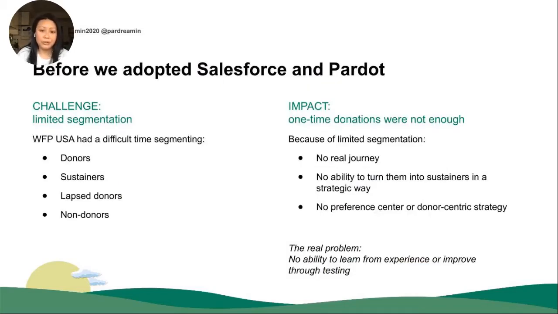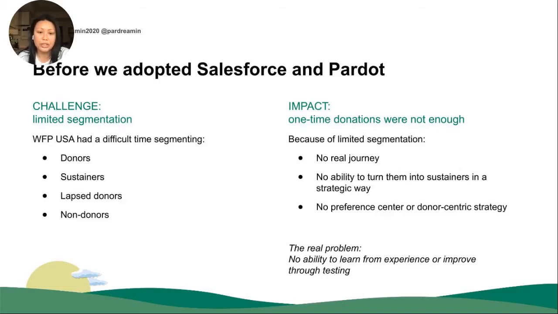So taking you back, before we adopted Salesforce and Pardot, we had a really difficult time segmenting, which in turn gave us a really tough time giving our donors and non-donors a journey. Our data was kind of all over the place, and we couldn't really use any findings to run consistent tests or see anything statistically significant. So we have 4 buckets in our list. We have donors, sustainers, which are monthly donors, lapsed donors, and non-donors.